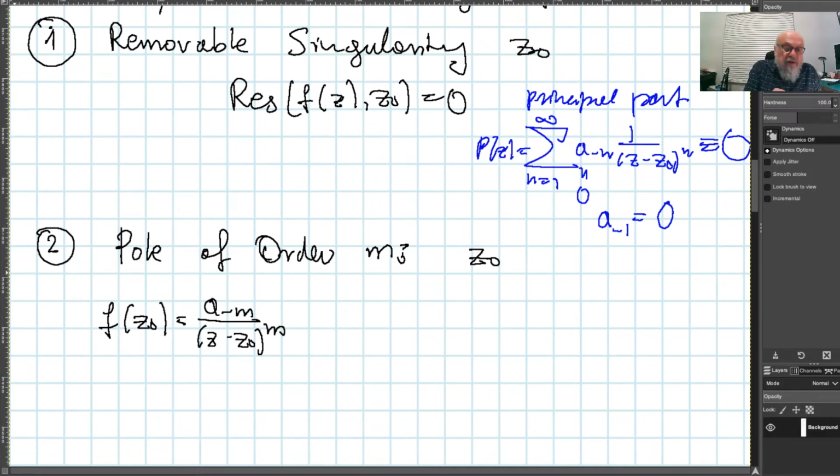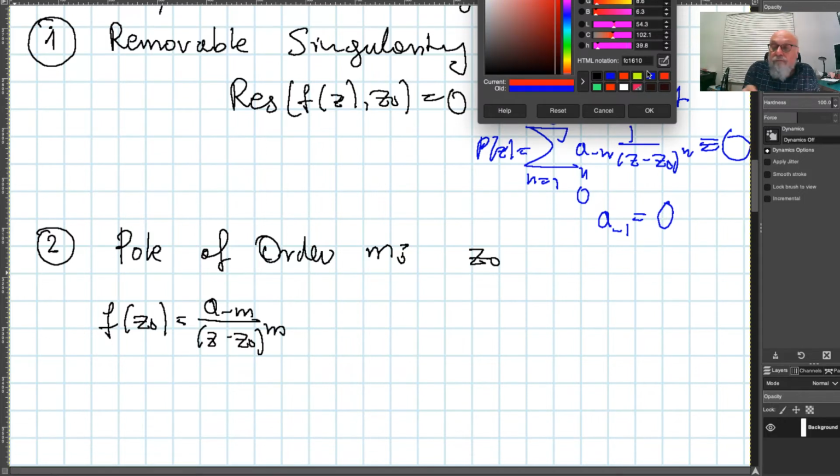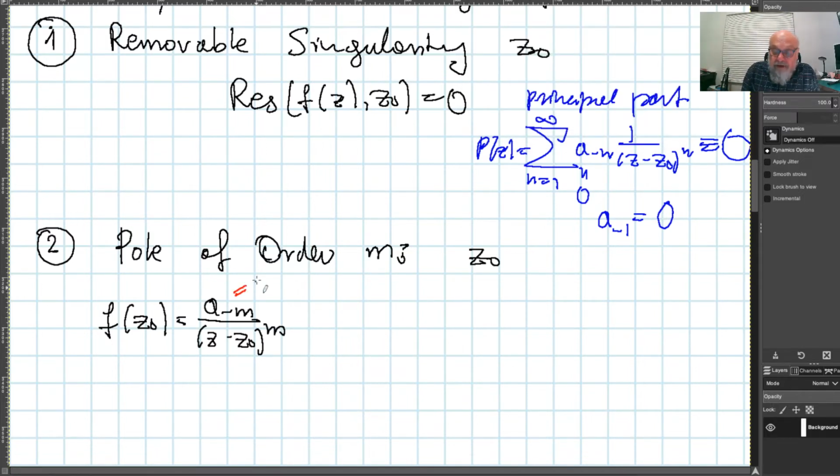So that value m, a_{-m}, is the first value which is non-zero, and after that there are no other negative powers. This is called the order of the pole, as you remember. Then you have a_{-m+1} divided by (z - z0)^{m-1}, and then we go on, and the residue is here. This is our residue, a_{-1}. That's the guy we are hunting for.